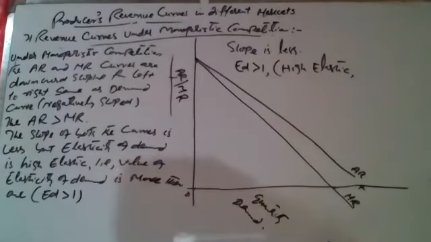So we can say under monopolistic competition, there is an inverse relationship between price or average revenue and output. There is an inverse relationship between average revenue and quantity demanded. Accordingly, the average revenue and marginal revenue curves slope downwards.